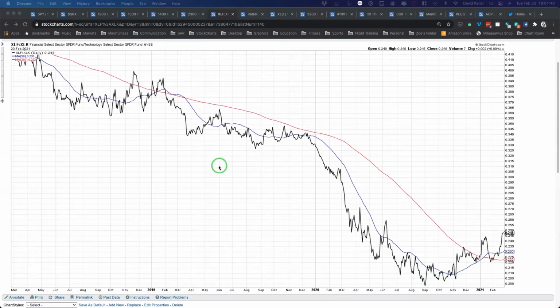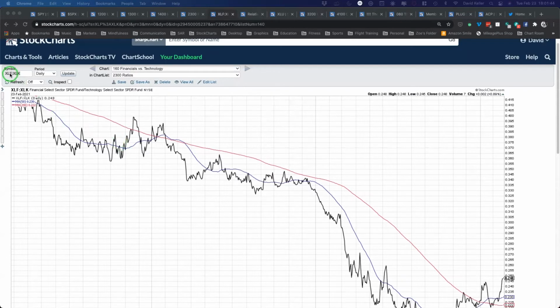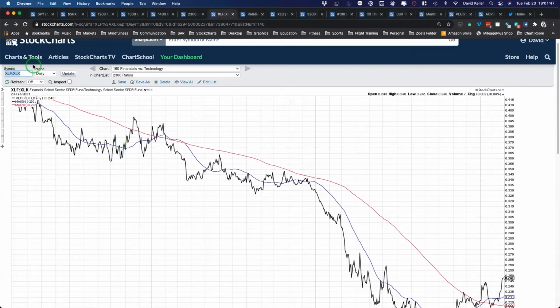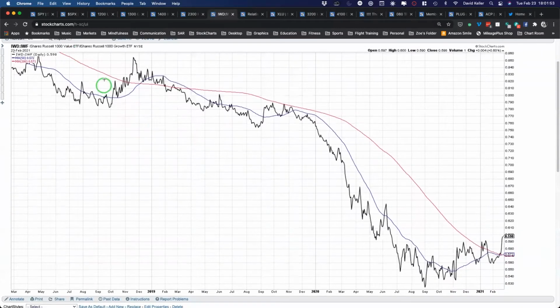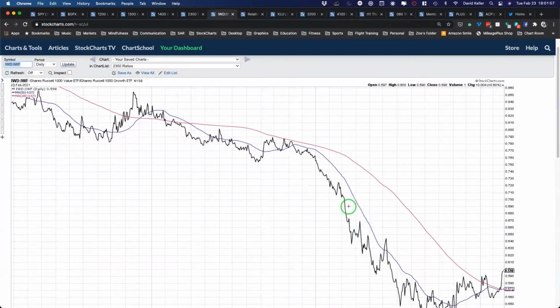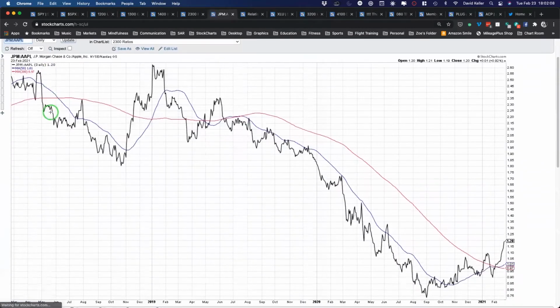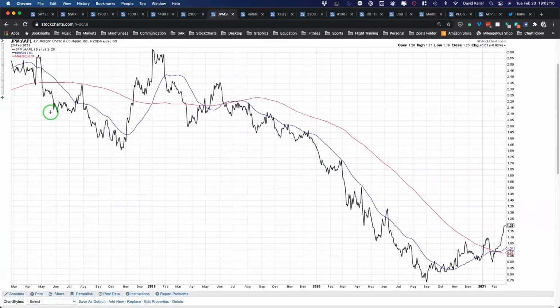Now, this ratio looks very similar to other ratios you could do that express a lot of the same analysis. For example, we could look at a similar chart of growth versus value. The ratio essentially looks very, very similar. You can see the downtrend in the ratio until September and see how that's turned up. And again, a lot of that is because of financials and really energy outperforming things like technology. You can even look at individual stocks. So if you look at the ratio of JP Morgan to something like Apple or Microsoft, you're going to see the ratio a little different, but overall looking very, very similar.